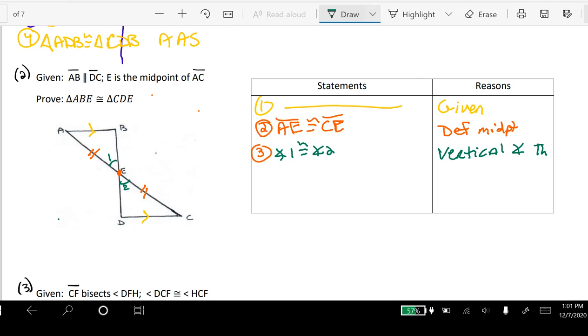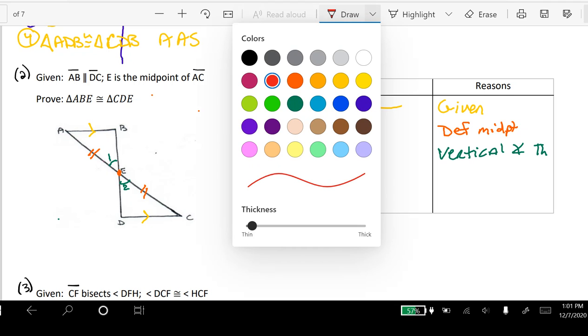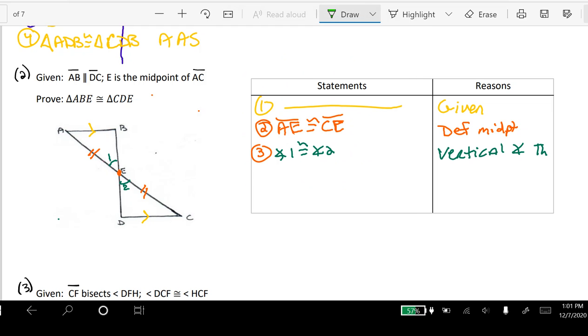And then another reason would be to say, I'm going to go with A and C. Angle A is congruent to angle C. And the reason for angle A being congruent to angle C is going to be because of the alternate interior angle theorem. Remember our alternate interior angles, if the lines are parallel, these are my AIAs and they're going to be congruent.